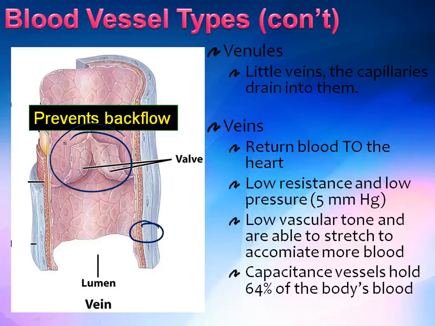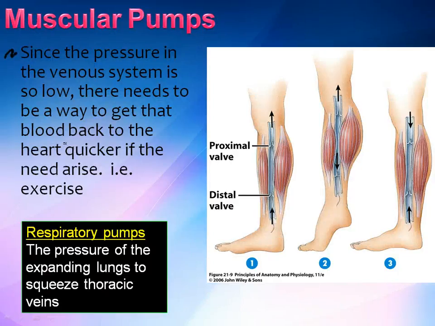We need some different ways to help us do that. And one of the ways we can do that is by using valves. These valves prevent backflow so that if we do get the blood moving in the right direction, it doesn't just flow right back down again due to gravity. So how do we get the blood back to the heart in reference to gravity? How do we make the blood return?